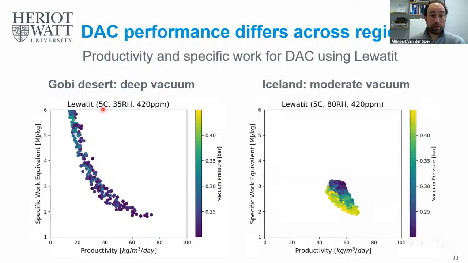So we did this for the Gobi Desert because it's nice and cold there and it's not very humid. So we wanted to know how the system would perform there. And then we also did it for Iceland, because the only solid sorbent direct air capture plants that operate nowadays are in Iceland.